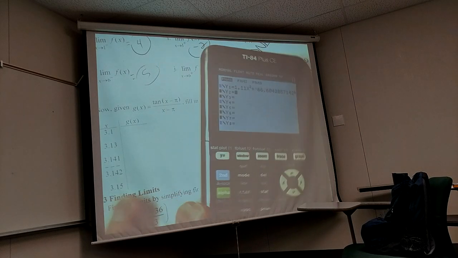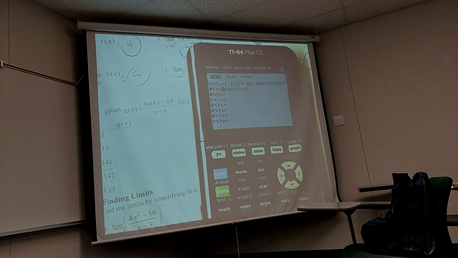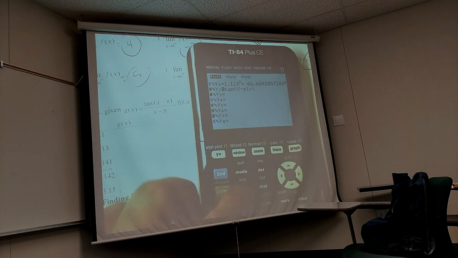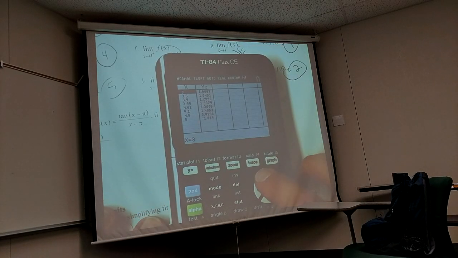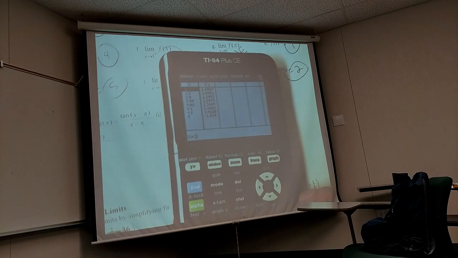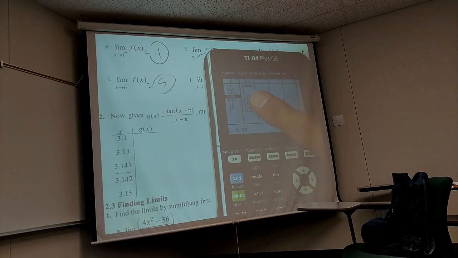What about this guy? Let's see. Let's try to use this calculator trick. Oh man, I don't want to mess with this. Let me turn him off. Put in here this business: tangent of x minus pi, divided by x minus pi. Okay, so let's put in 3.1, 3.13, 3.141. Now you can see right away there's just not enough detail there, right?